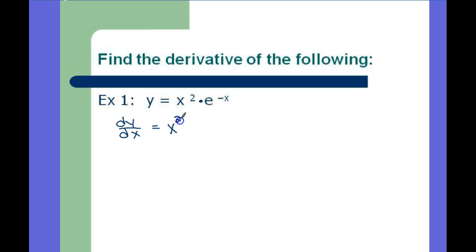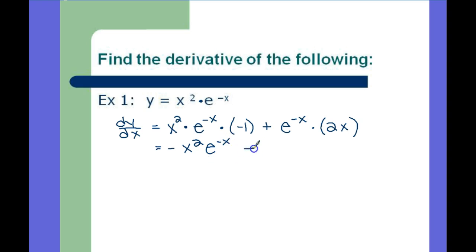Equals the first times the derivative of the second. So it's always e to whatever times the derivative of the whatever. So it's the derivative of negative x. Perfect. Plus the second, which is e to the negative x, times the derivative of the first. The derivative of x squared is 2x. Clean this all up. So negative 1 times x squared gives you negative x squared e to the negative x plus 2x e to the negative x.